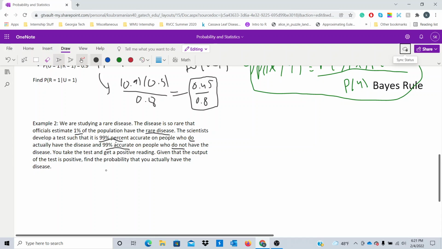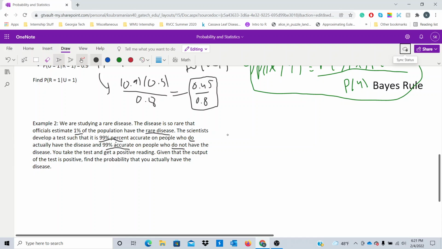And we get a positive reading from the test. Now, given that you get a positive reading from the test, what is the probability that you actually have the disease? So, I guess when I think about these problems, let's actually break it down. Let's imagine the scenario play out, right?